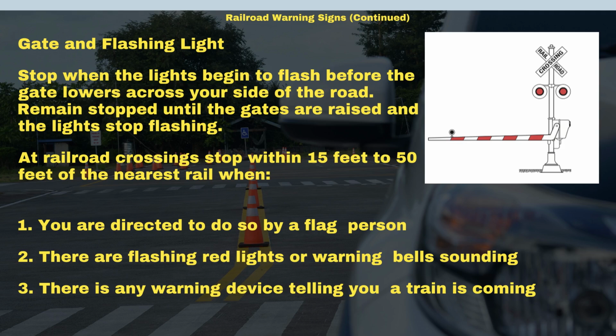At railroad crossings, stop within 15 feet to 50 feet of the nearest rail when: 1. You are directed to do so by a flag person. 2. There are flashing red lights or warning bells sounding. 3. There is any warning device telling you a train is coming.